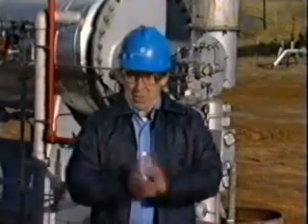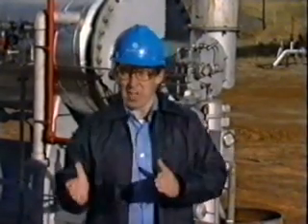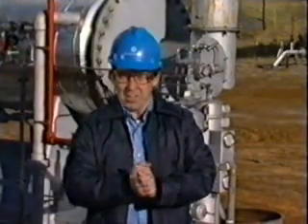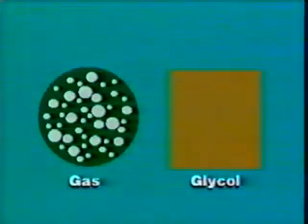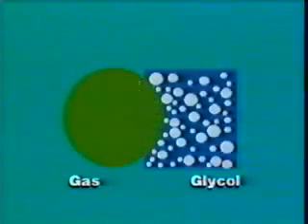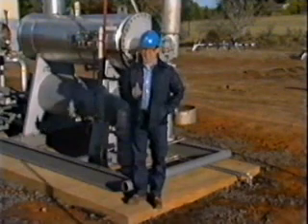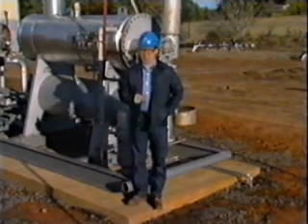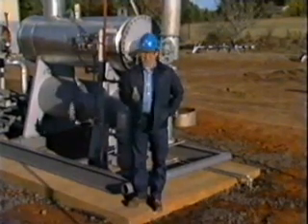So, let's start with desiccants. A substance that removes water from another substance when the two are brought together is called a desiccant. Glycol is the liquid desiccant in the glycol dehydration process, removing water from natural gas. Now, there are many types of liquid desiccants used in gas processing. However, in this program, we will only discuss triethylene glycol, or TEG.